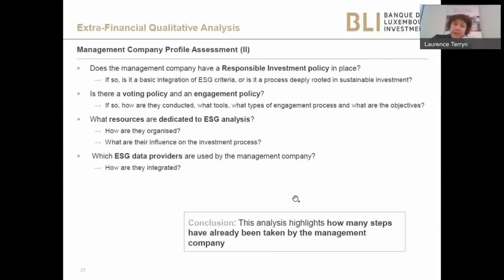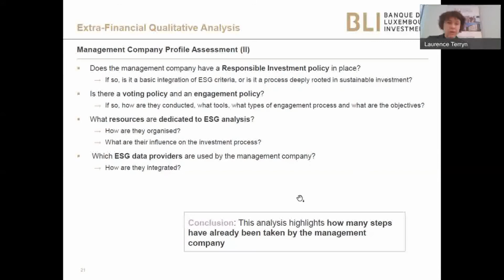Second part, for the company, we also check if they have a global responsible investment policy in place. If yes, which kind? Is it a basic integration of ESG criteria, or is it deeply rooted in the investment? Is there also at the company level a global voting policy and an engagement policy? If yes, how is it done practically? What tools, what type of engagement process, and what are the objectives? Is there some report, some practical information?